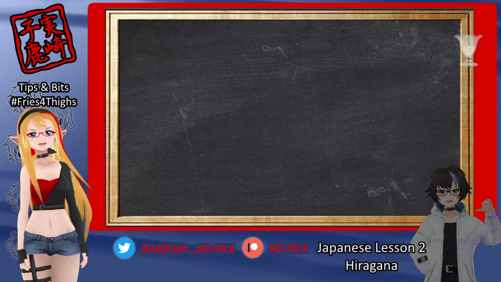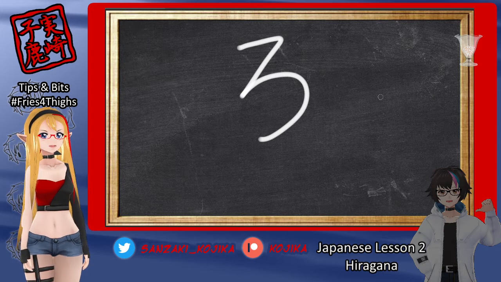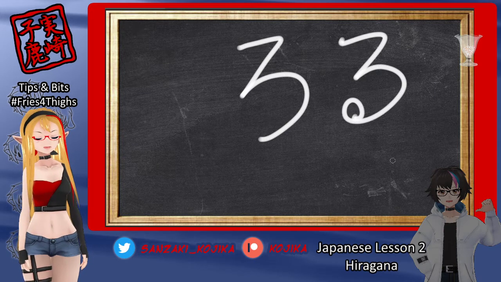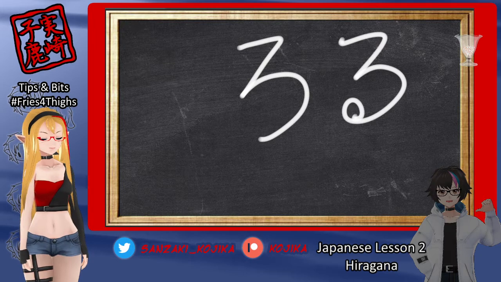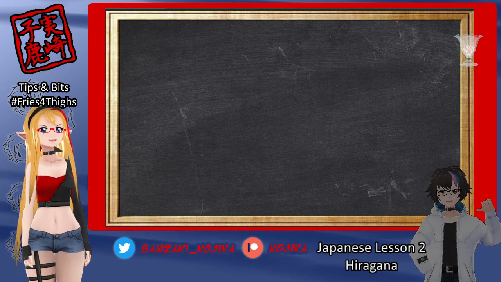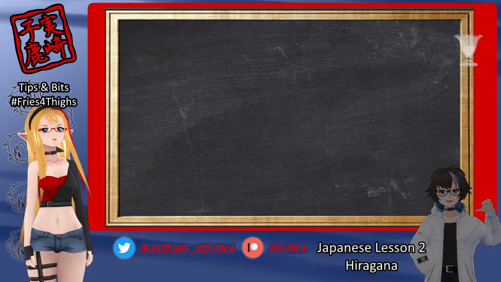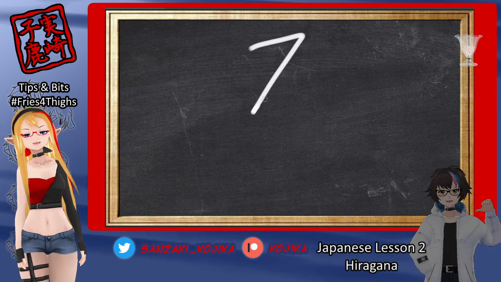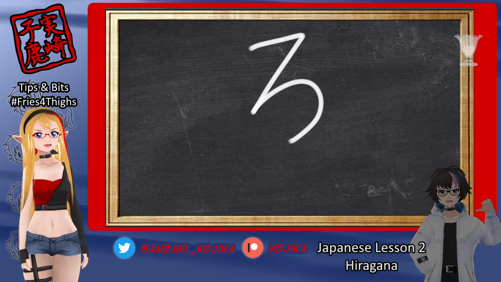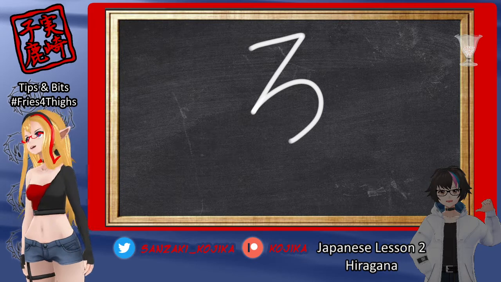All right, and last but not least is ro. See, it looks a lot like ru, the 3 again, but it doesn't have the tail. So there are a lot of similar characters that look similar, but there are some obvious differences, especially in hiragana. So that's ro. It's all one stroke. All right, you want to try it out?